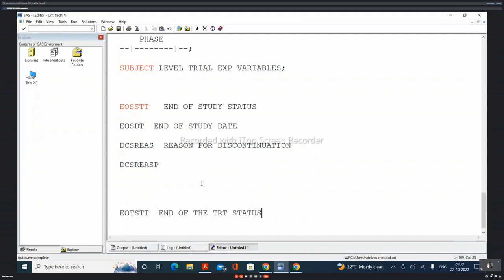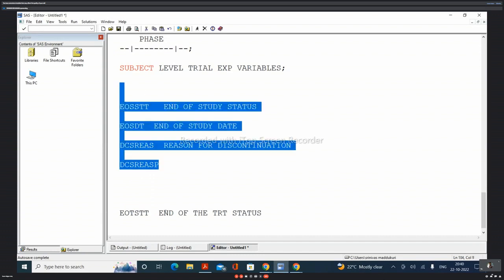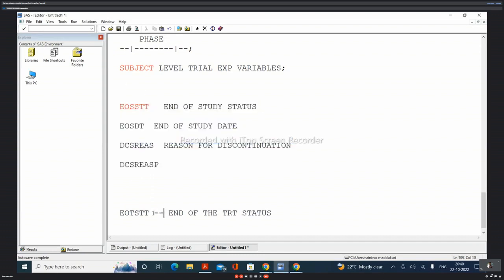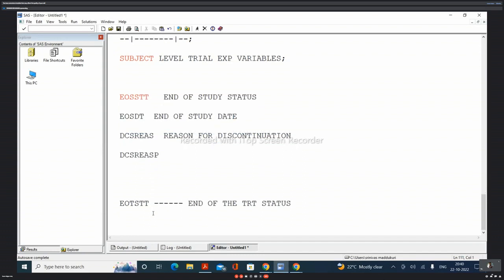End of the treatment status. So now first we discuss about the end of the study. Within the study we are going to have multiple treatments. Now what is the status of the treatment? And then we are going to have reason for discontinuation. DCT-REAS: reason for the discontinuation of the treatment. Reason for discontinuation from the treatment.